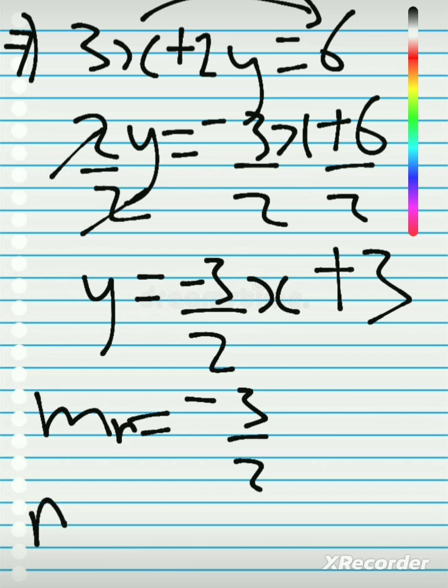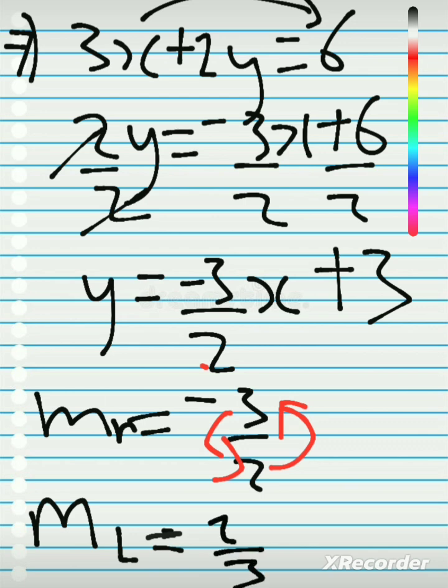Okay, so the gradient of L, we're going to use what I explained in the question, where I said that if two lines are perpendicular and the gradient of the first line is a fraction, or even if it's not a fraction, if you can write it as a fraction, you just take this up and this down, then you change the sign. So this is going to be 2 over 3. It's negative, so it becomes positive. So this is the gradient of line L.